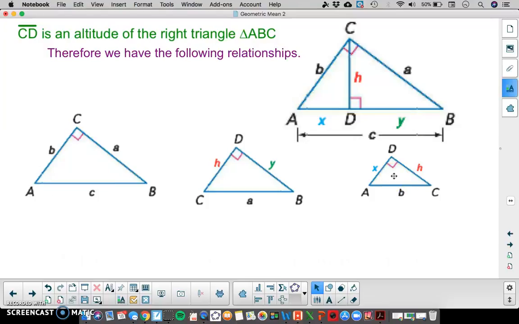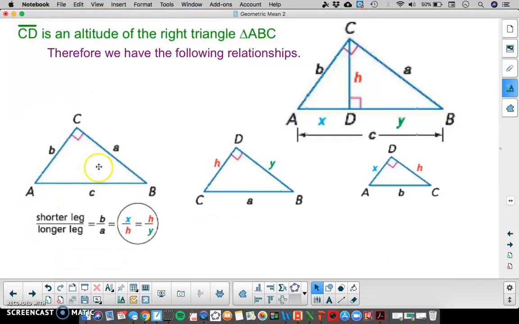We also have angle D and angle C that are shared in both the smaller triangles. So we have angle-angle similarity there. Therefore, we know all three of those right triangles that are formed are similar to one another, which means their sides can be set up in proportions. And if we're given some of those missing pieces, we can use those proportions to solve.